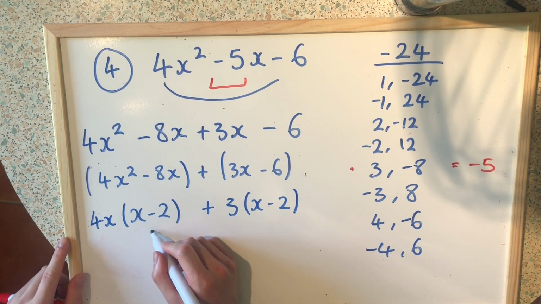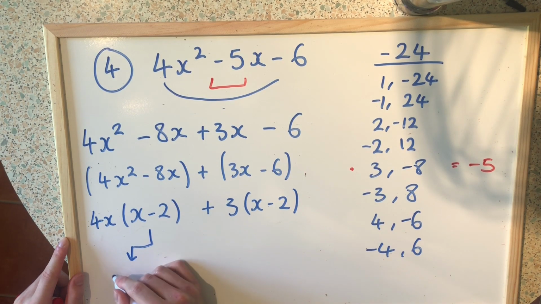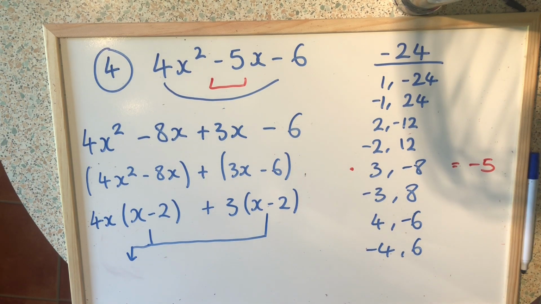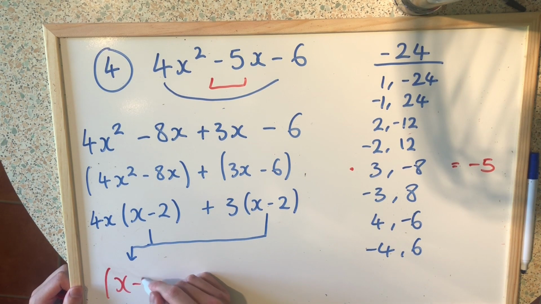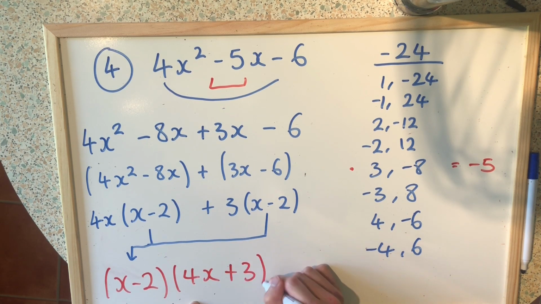Then this bracket is common in both. I can take that out there, and I can take this out. So I'm left with x minus 2 times by 4x times by positive 3. And then that's your answer.